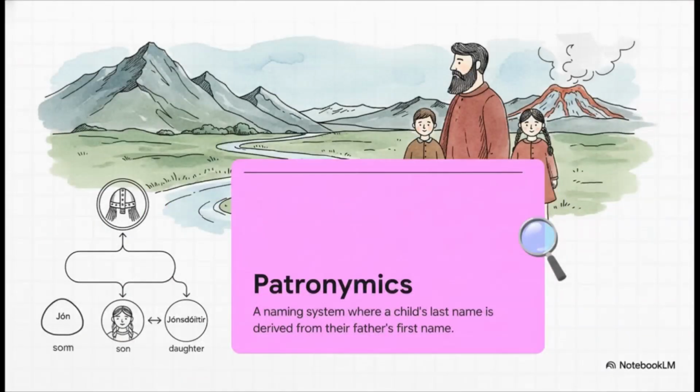So what in the world is a patronymic? The name literally just means father's name. So let's say a guy's name is Jon. His son's last name becomes Jonsson, literally Jon's son. And his daughter? She becomes Jonsdottir, which means Jon's daughter.